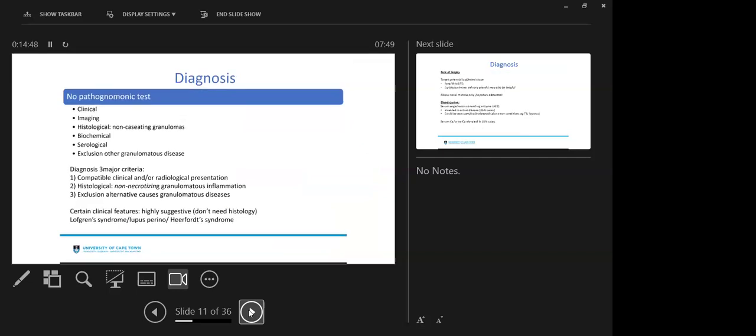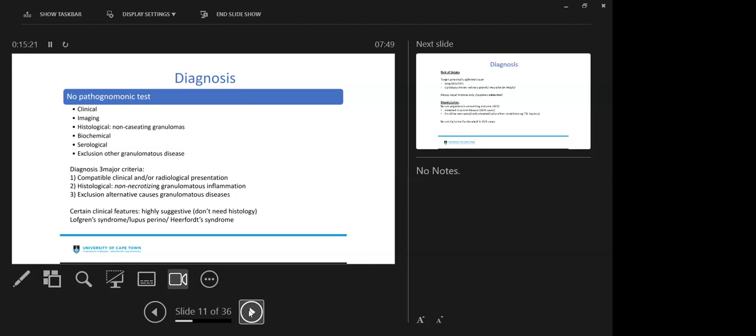So how do we make the diagnosis? There's no pathognomonic test for sarcoid. It's really a combination of your clinical picture and imaging. If you are able to obtain histology, you would primarily be looking for non-caseating granulomas, although that's not exclusive to sarcoid, as we mentioned. You might have some biochemical or serological testing, and you have to try and exclude other granulomatous diseases like GPA, to mention a few.